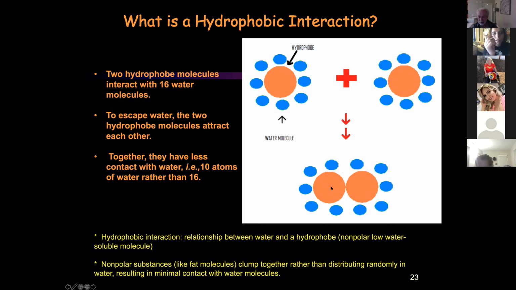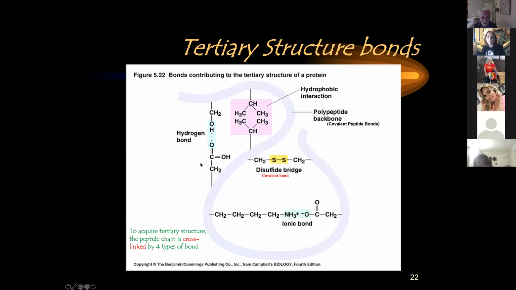So what they've done is succeed in getting into an environment they like by excluding some of the water. So together, these two molecules have less contact with water, 10 atoms of water instead of 16. So that is what happens when you have a hydrophobic interaction cross-linking a protein. These methyl groups are hydrophobes, and they attract each other in order to exclude water molecules.